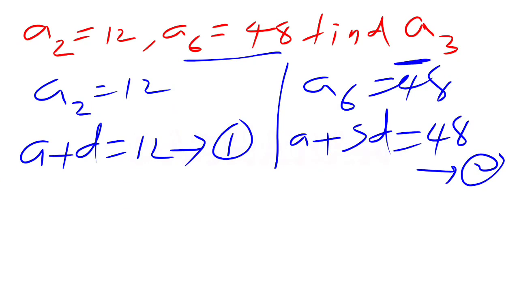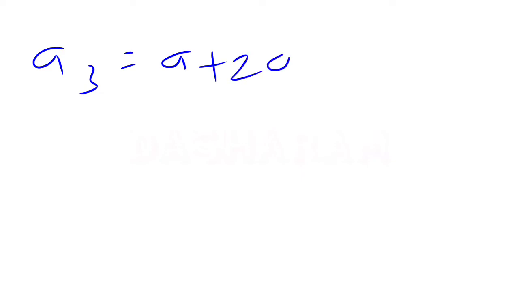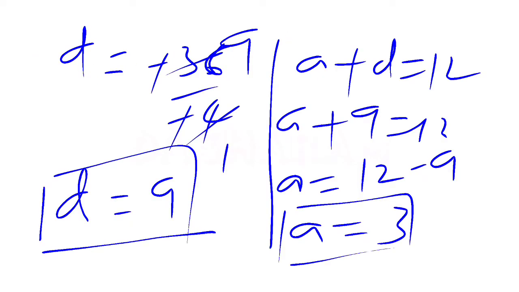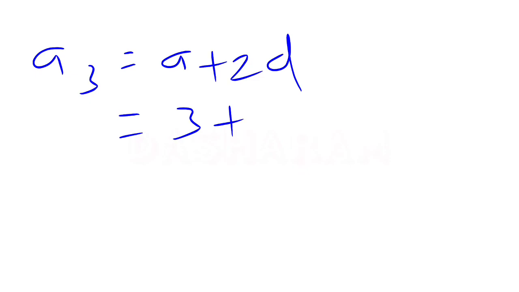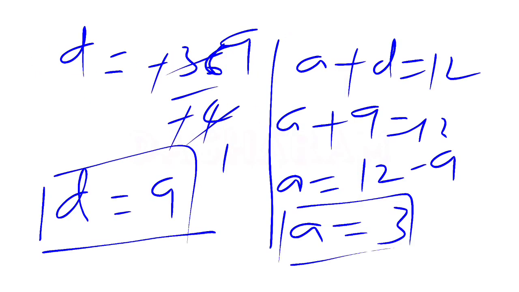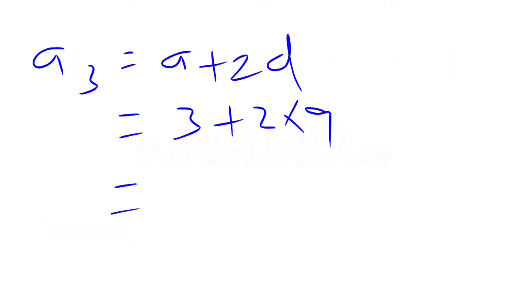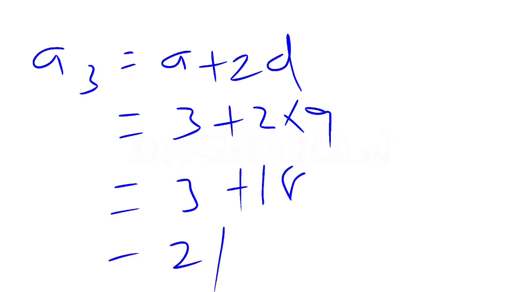Now let's find out A3. A3 means A plus 2D. A value, how much? That is 3. 2D, D value, how much? That is 9. So 3 plus 2 nines are 18. 3 plus 18 is 21. So the required answer is 21.